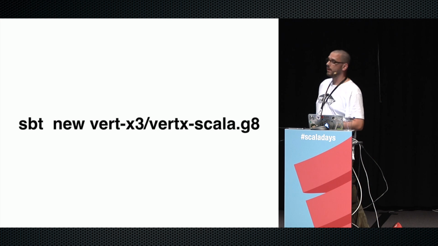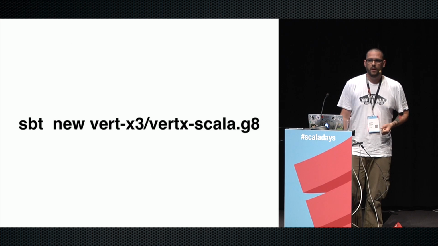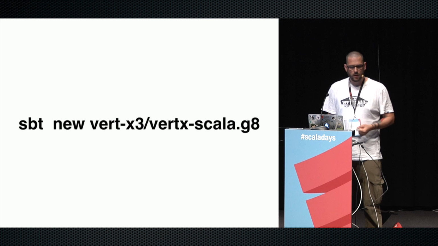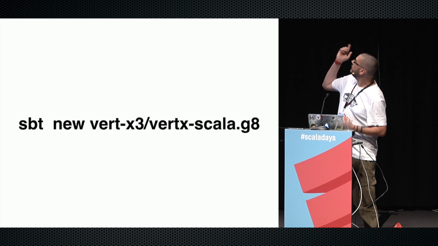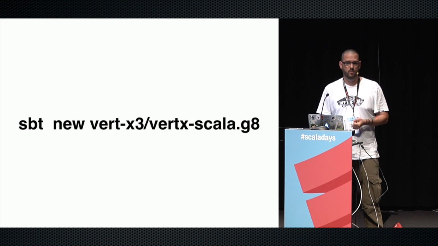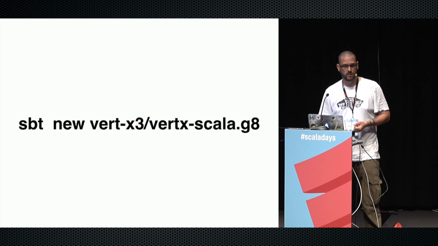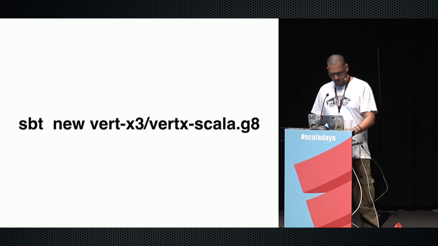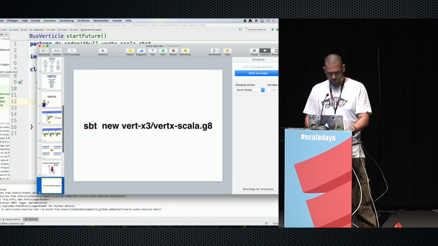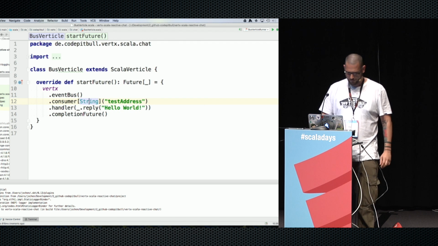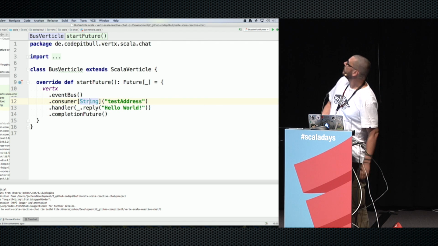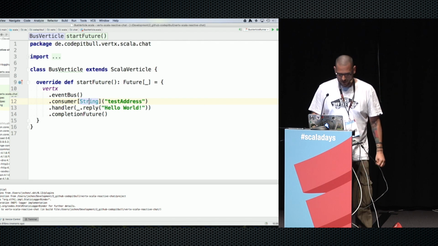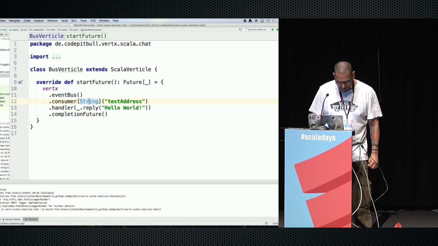And right now we arrived at the coding part. I recently created a Giter8 template for it, so this is all you need to type into your machine. A recent version of SBT, I think 0.13.15, supports it correctly, to get started with a full Vert.x project. And this is what I'm going to show you right now, what you get if you execute this command.